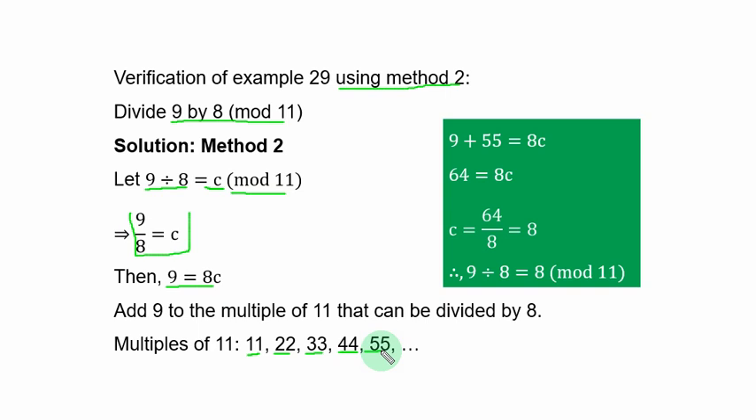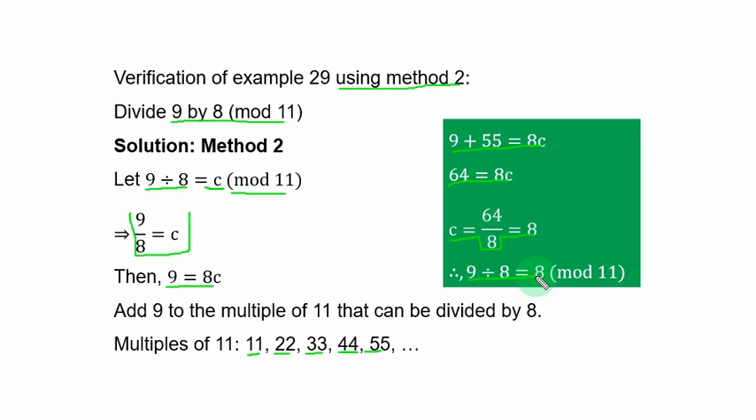Can 8 divide? We find out that at 55, the multiple of 11 plus 9, 8 can divide. So you add 55 to 9. So we have 9 plus 55 equal to 8C, and you have 64 equal to 8C. Divide both sides by 8. C is equal to 64 divided by 8, and you have 8. So therefore 9 divided by 8 is equal to 8 modulo 11.